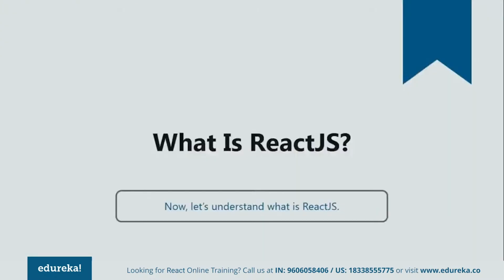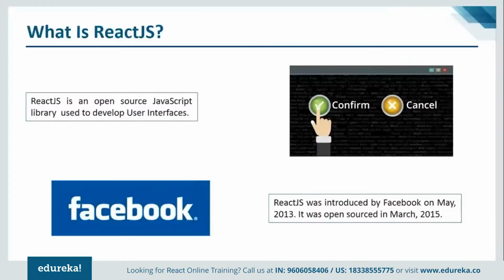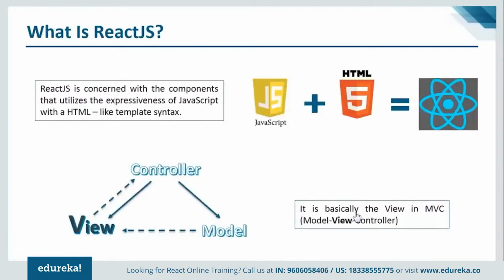So without any delay, let's take up our very first topic, that is, what is ReactJS? As I have already told you, ReactJS is an open source JavaScript front-end library that is used to develop interactive UIs. Though Facebook was using it since 2011, it was introduced to the rest of the world in May 2013, and later in March 2015 it was open sourced. Moreover, ReactJS is concerned with components that utilize the expressiveness of JavaScript along with HTML-like template syntax. That is, it combines the features of JavaScript and HTML and then provides us a dynamic language.